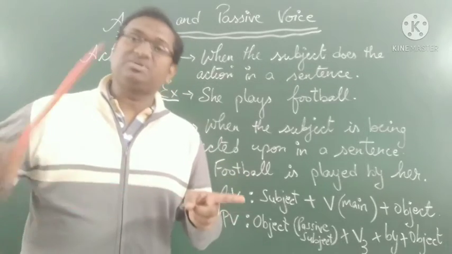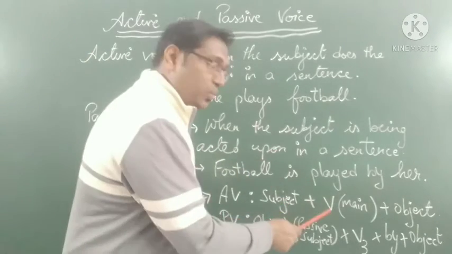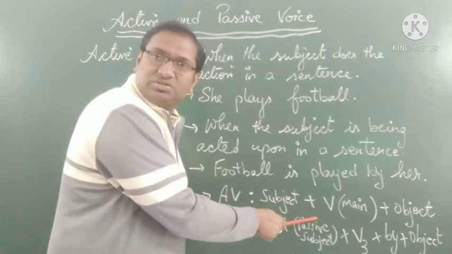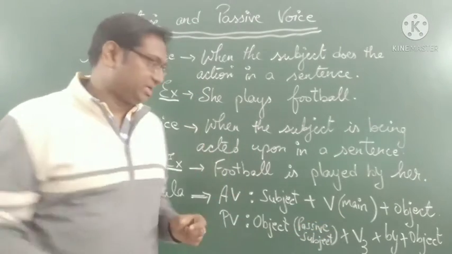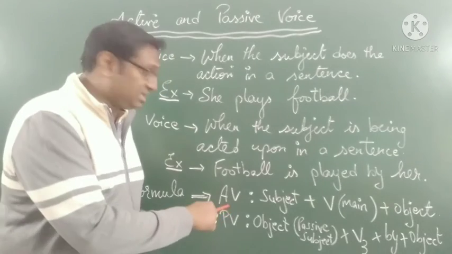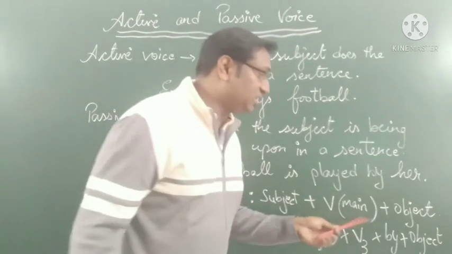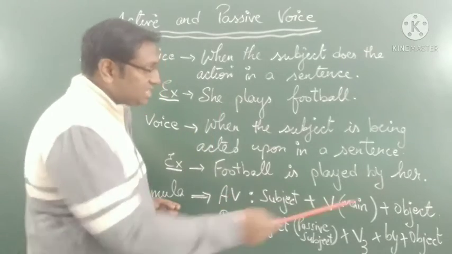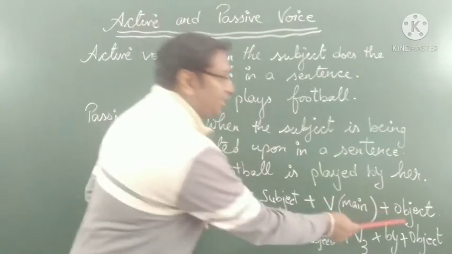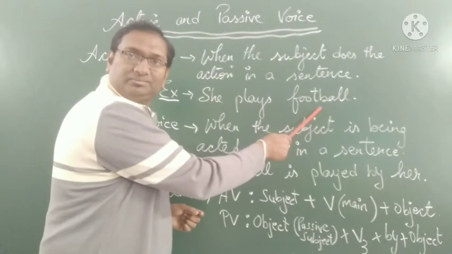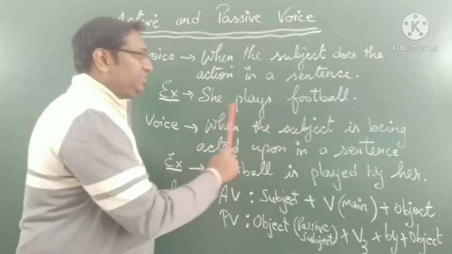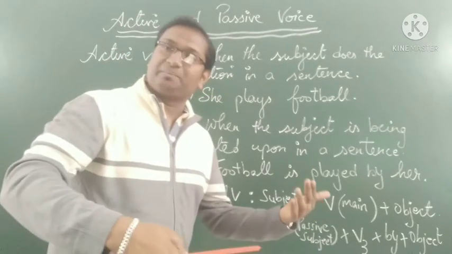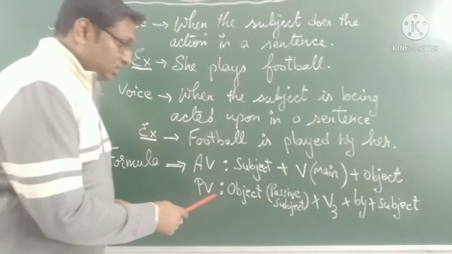We use auxiliary verbs, helping verbs also, but over here with the auxiliary verbs or with the helping verbs we are going to see the main verb also. So over here main verb is important. So the formula of active voice is subject plus main verb plus object. Now see the example. She, subject, main verb, plays and object, football. See, according to the formula, I have written this. She plays football.